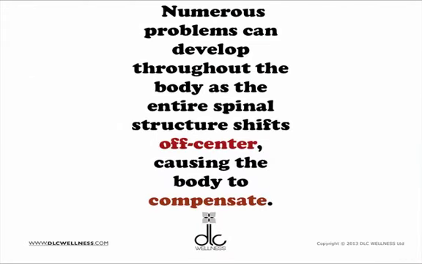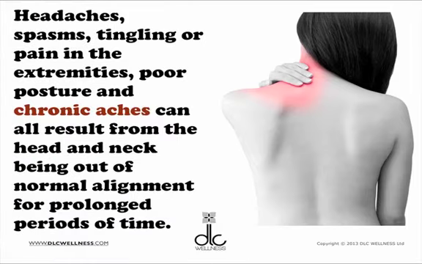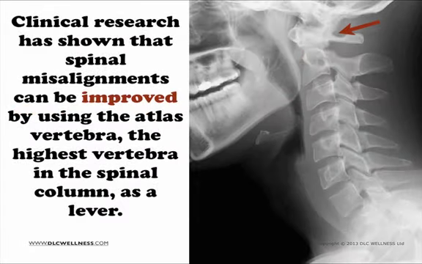Numerous problems can develop throughout the body as the spinal structure shifts off-center, causing the body to compensate in various ways. Headaches, spasms, tingling, or pain in the extremities, poor posture, and chronic aches can all result from the head and neck being out of normal alignment for prolonged periods of time. Clinical research has shown that spinal misalignments can be improved by using the atlas vertebra, the highest vertebra in the spinal column, as a lever.